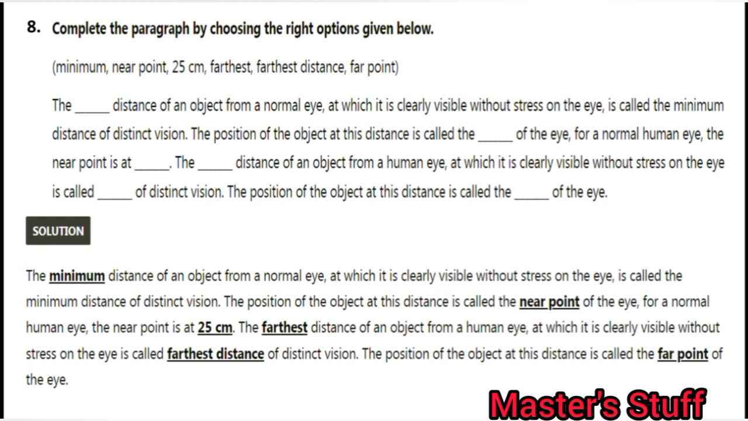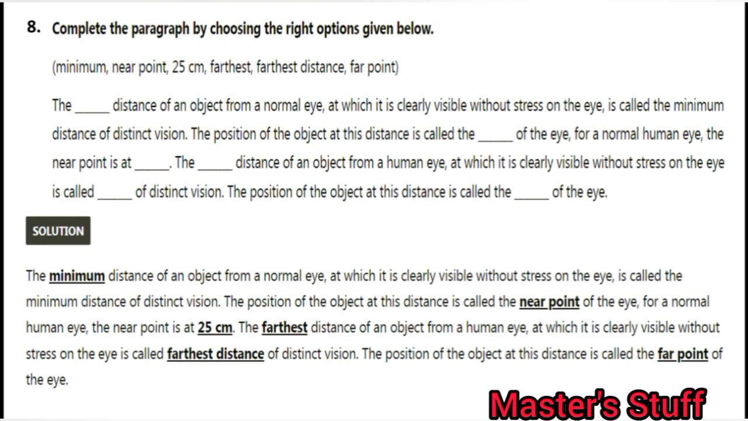Here options are given: minimum, near point, 25 centimeter, furthest distance, far point. Paragraph is given: the dash distance of an object from a normal eye at which it is clearly visible without stress on the eye is called minimum distance of distinct vision. The position of the object at this distance is called the dash of the eye. For a normal human eye, the near point is at dash.